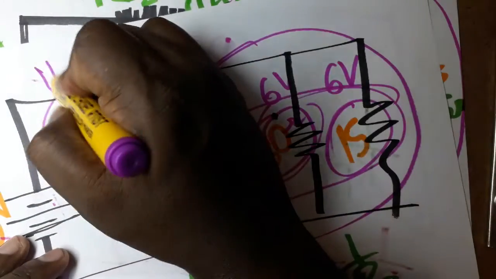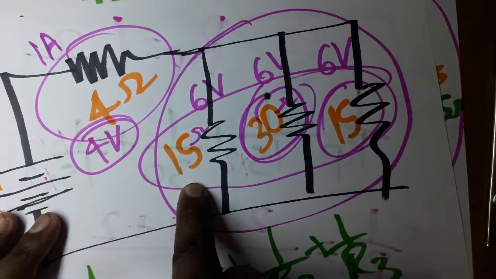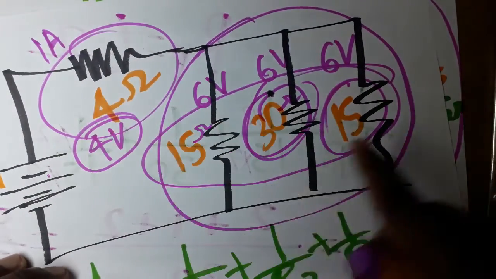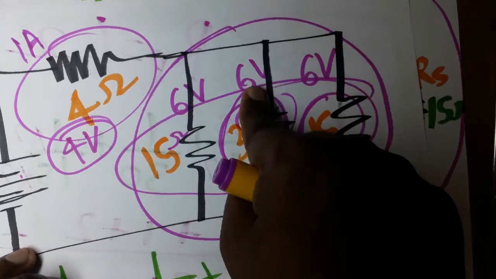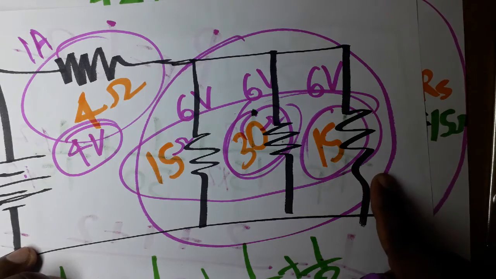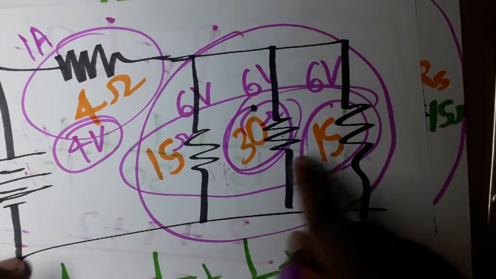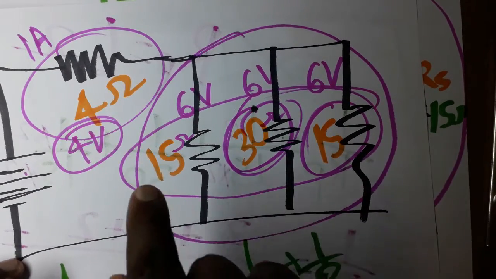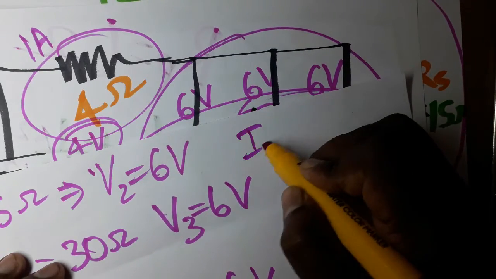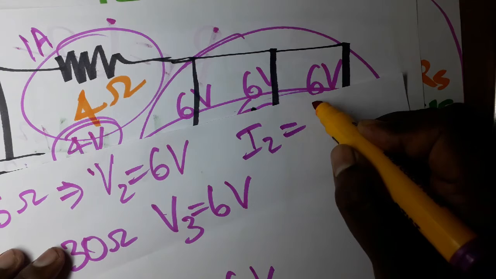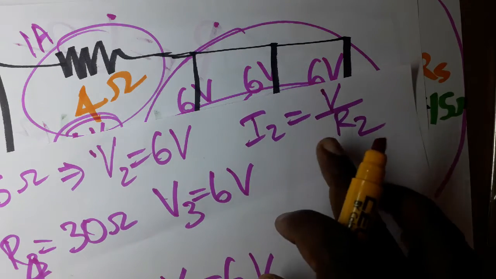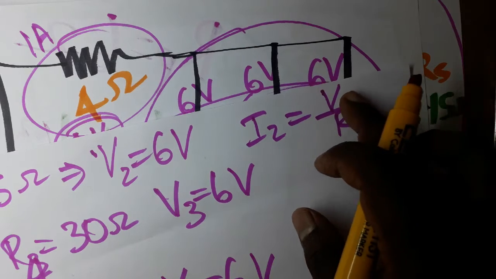Again, the voltage here is 4 volts, and the current is 1 ampere. The 15 ohms has 6 volts, because in parallel voltage is constant. 30 ohms has 6 volts and 15 ohms has 6 volts. Voltage is constant across these three resistances, so 6 volts, 6 volts, 6 volts. Now I2 is equal to V divided by R2, because in parallel voltage is constant, and this V is 6 volts.